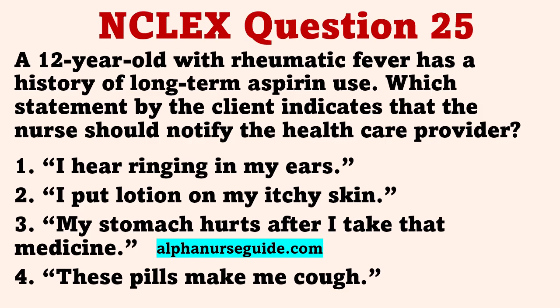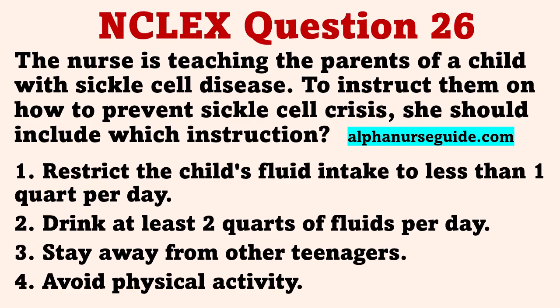administration. The nurse is teaching the parents of a child with sickle cell disease. To instruct them on how to prevent sickle cell crisis, she should include which instruction? 1. Restrict the child's fluid intake to less than 1 quart per day. 2. Drink at least 2 quarts of fluids per day. 3. Stay away from other teenagers. 4. Avoid physical activity.